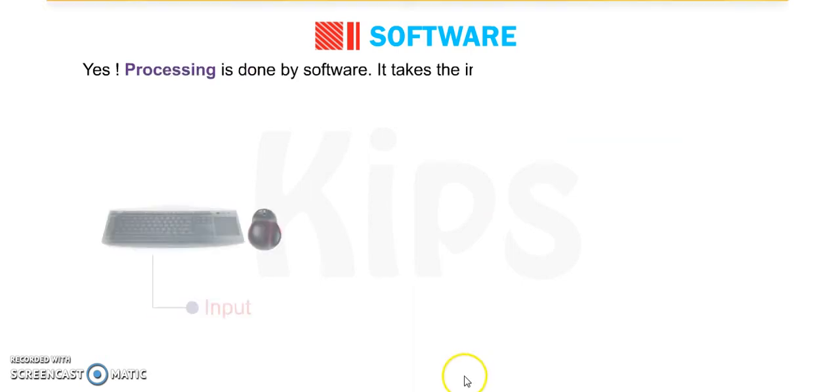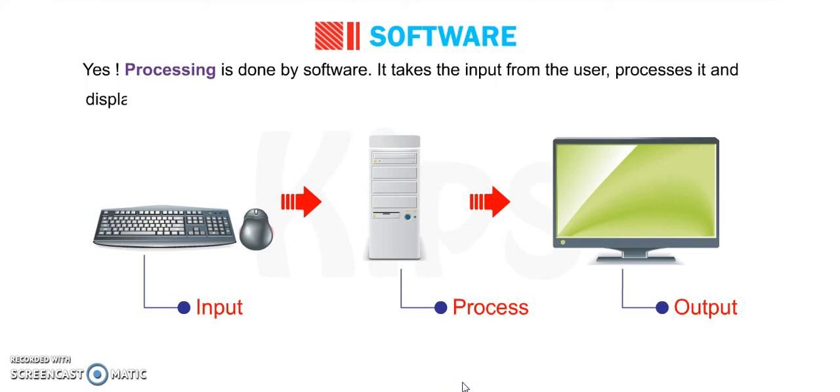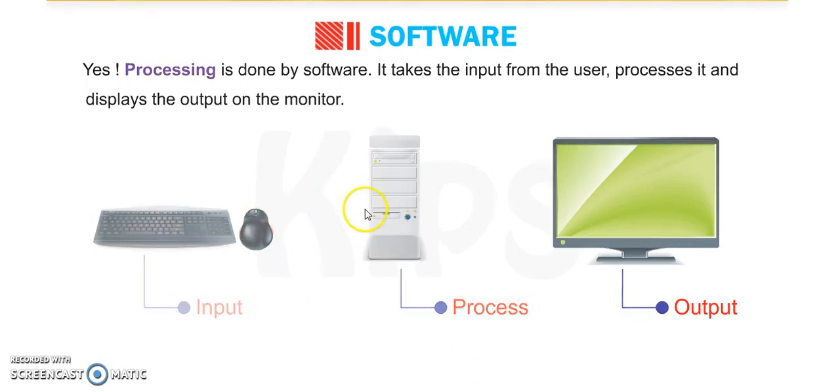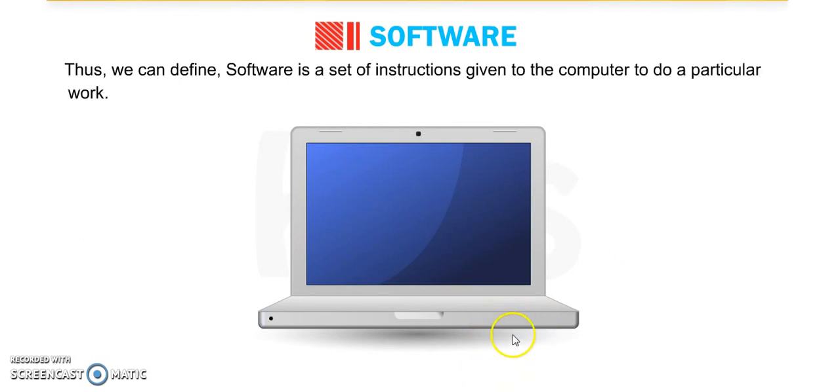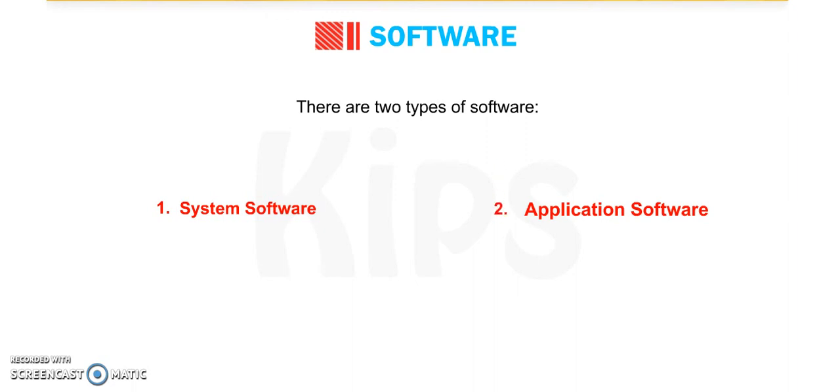Yes, processing is done by a software. It takes the input from the user, processes it, displays output on the monitor. Thus we can define software as a set of instructions given to the computer to do a particular work. There are two types of software, system software and application software. Okay children, now we have done page number 5 and page number 6. These two topics we will discuss in next class.